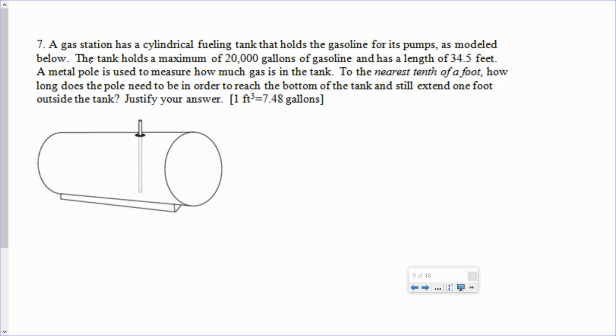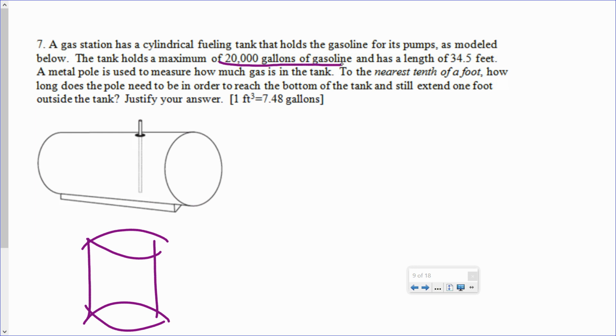A gas station has a cylindrical fueling tank that holds the gasoline for its pumps as modeled below. All right, so this is a cylinder. It's a fueling tank. It holds gasoline. Great. So I'm going to draw my own cylinder, since I'm used to seeing cylinders a certain way, that might help. The tank holds a maximum of 20,000 gallons of gasoline. 20,000 is the volume. My volume is 20,000 gallons.